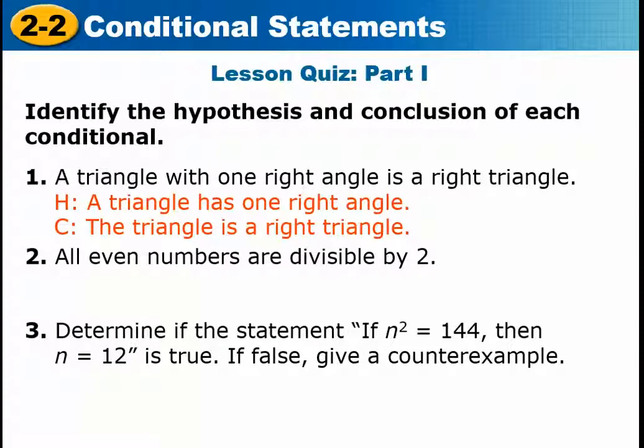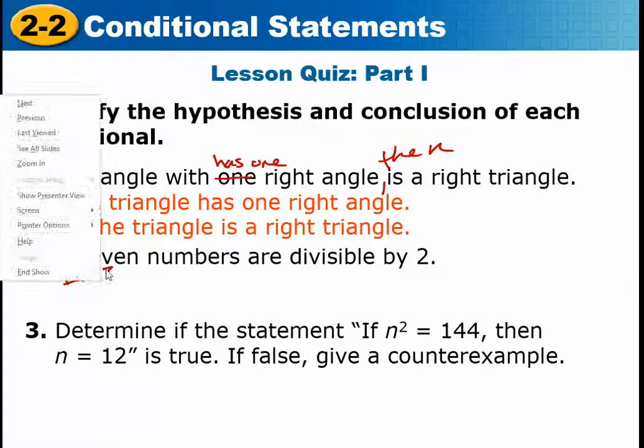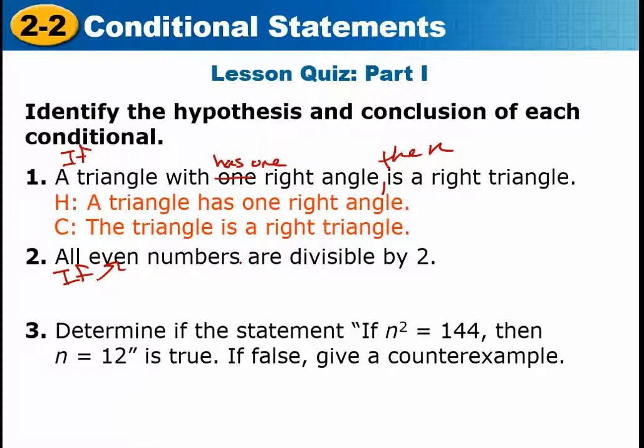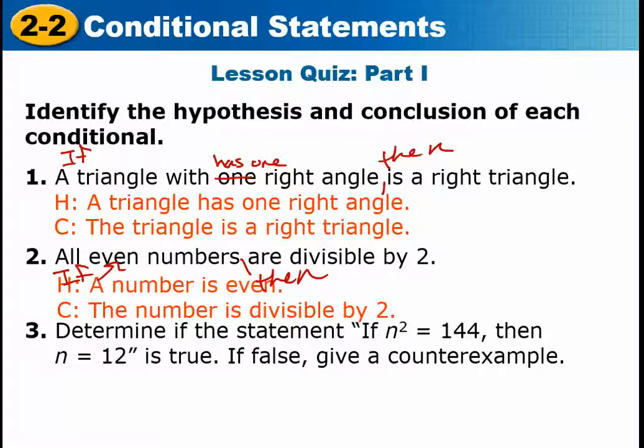Okay, a triangle with 1 right angle is a right triangle. The hypothesis would be a triangle has 1 right angle, and the conclusion would be the triangle is a right triangle. I would have written this in if-then form first. If a triangle has 1 right angle, then it is a right triangle. Okay, number 2, if a number is even, then it is divisible by 2, something along those lines. So the hypothesis would be a number is even, the conclusion would be the number is divisible by 2.